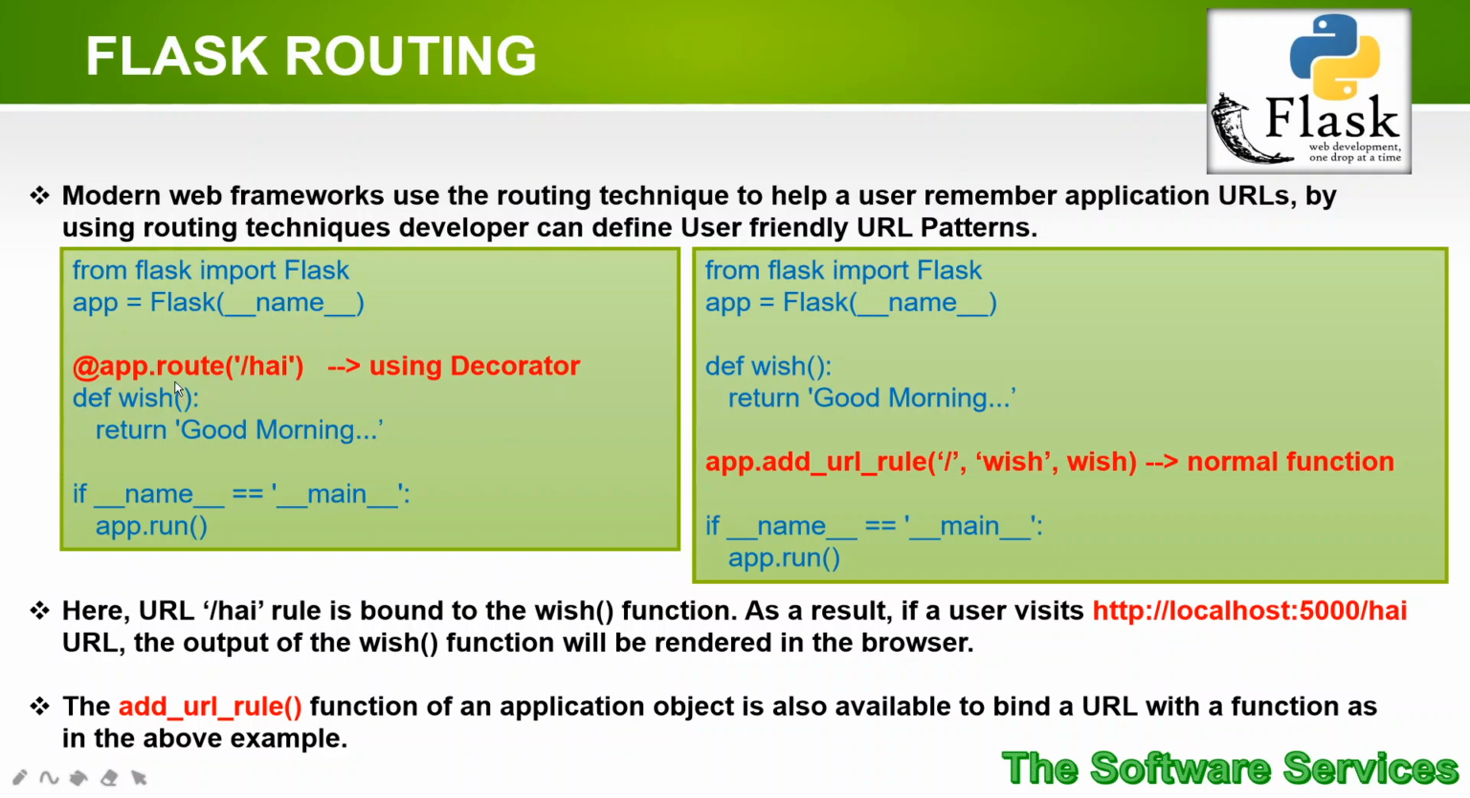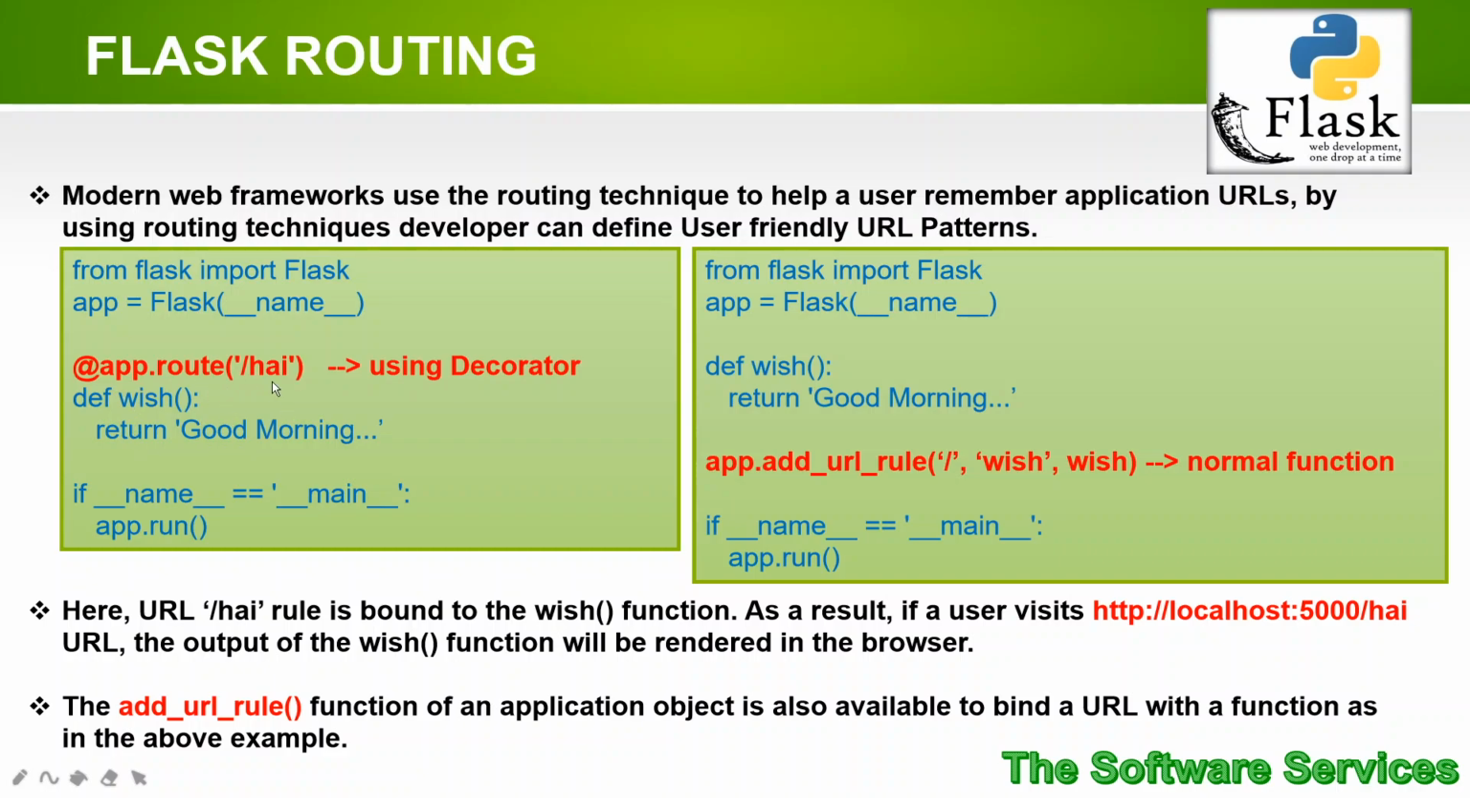Okay, so for example, I had taken /hi. That means after the basic website name, after .com or .net or .org, after that /hi, if the user visits this particular URL pattern, then this route decorator will execute the function here, right? So that is the bottom line. This is called the decorator concept. Okay, so this is by using decorators.